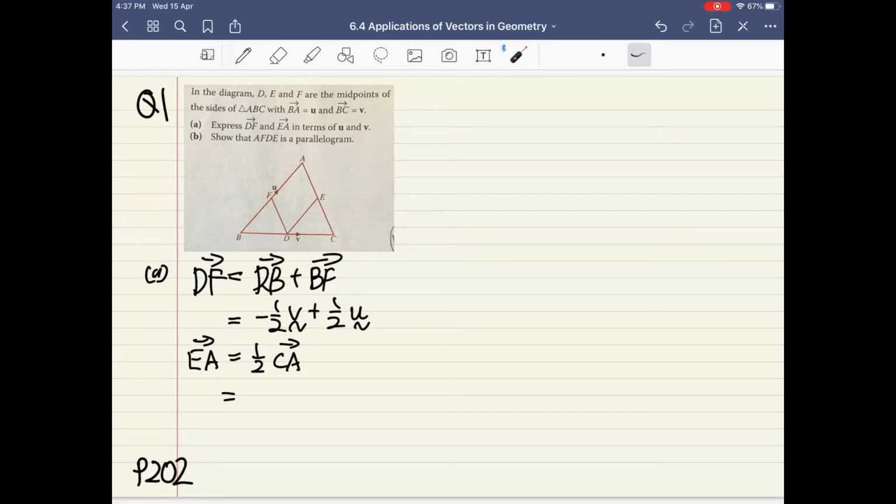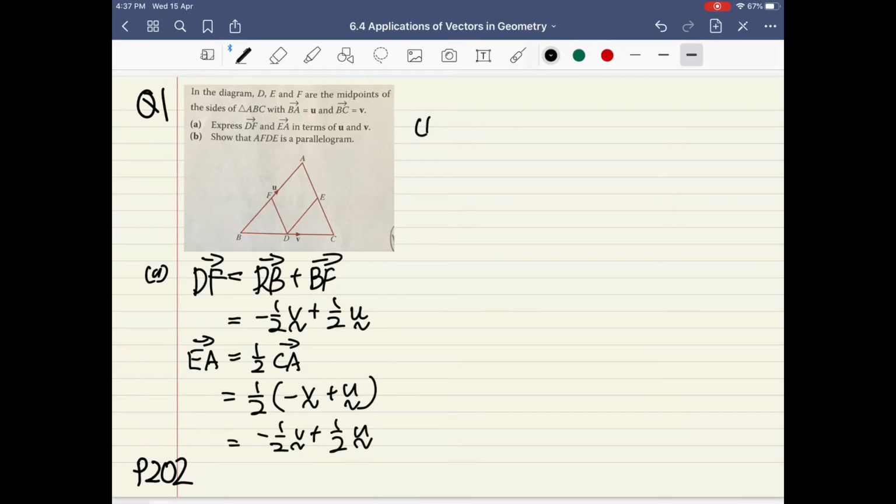So EA will be equal to half of CA. So what is CA? CA can also be CB plus BA. So let me write that down. CB will be negative V, then plus BA is plus U. So what I'll get here is that EA is negative half V plus half U.